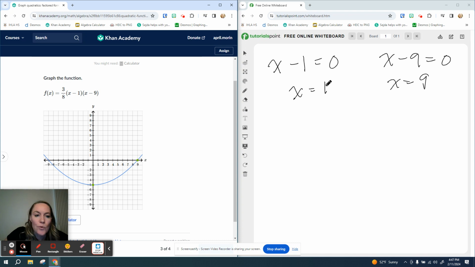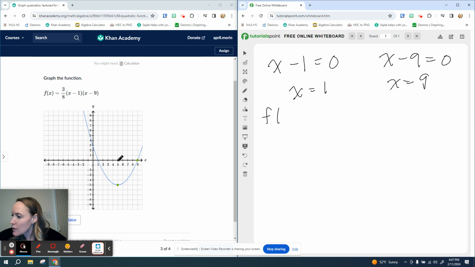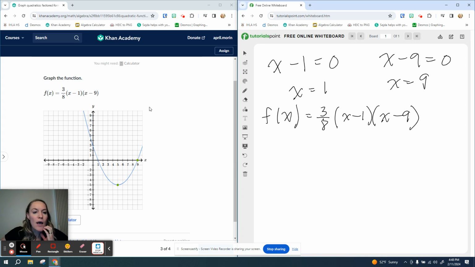And X equals 1. So I want to move this over so that my 0 moves over to 1. So now I know my X value for my vertex is 5. So now I'm just going to rewrite my function. 3/8 times X minus 1 times X minus 9. Okay, now I'm going to plug in positive 5. Okay, here we go. F of X, or you could write Y, whatever. They mean the same thing.